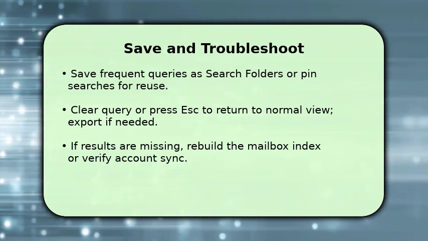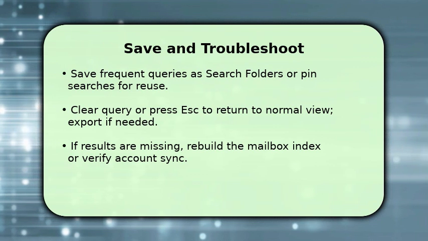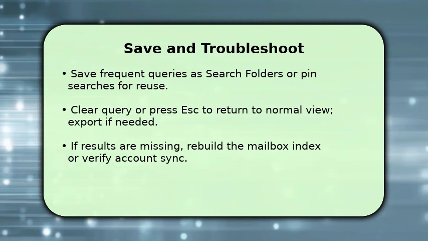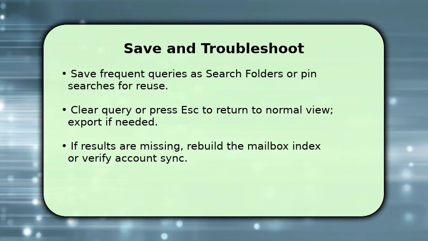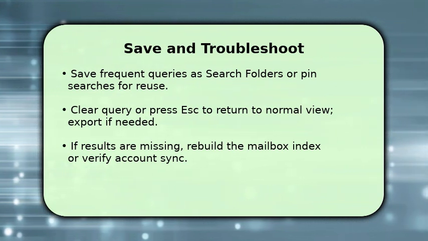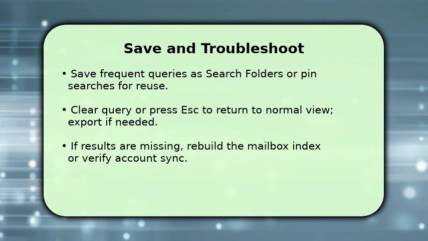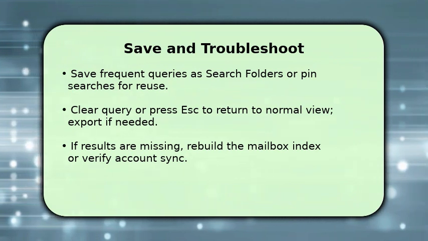If results look incomplete, check sync status and rebuild the Windows search index for Outlook. Reindexing fixes many missing email problems. If reindexing doesn't help, verify account connection and restart Outlook before deeper troubleshooting.